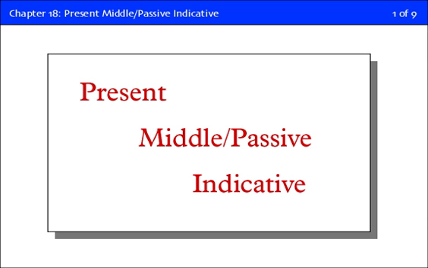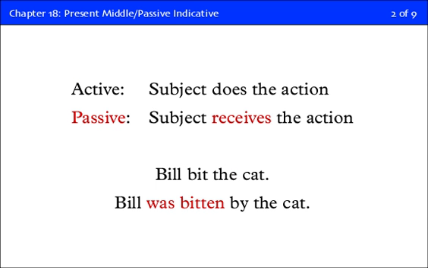Now, the chapter is entitled Middle Passive. We're going to just kind of ignore the word middle for the time being and concentrate on the passive. If a verb is in the active, that means the subject does the action of the verb. But if a verb is in a passive form, it means the subject receives the action of the verb. So if we were to say, Bill bit the cat, which is active in its form, and change it to passive, we say Bill was bitten by the cat.